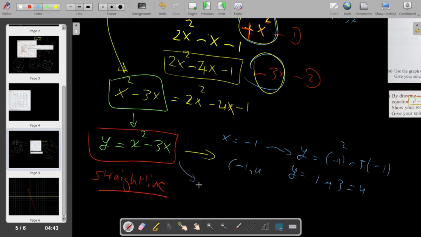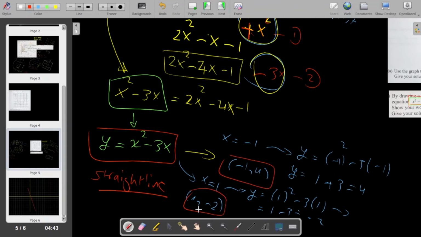Do the same thing to create another point. Here we're gonna say that x equals 1. If x equals 1, it means that y is gonna be equal to 1 squared minus 3 multiplied by 1. So your y is gonna be equal to 1 minus 3, which is equal to -2. So the second coordinate point is gonna be 1 and -2. Now we're gonna use these two coordinate points to draw this straight line that is gonna give you the possible solution.